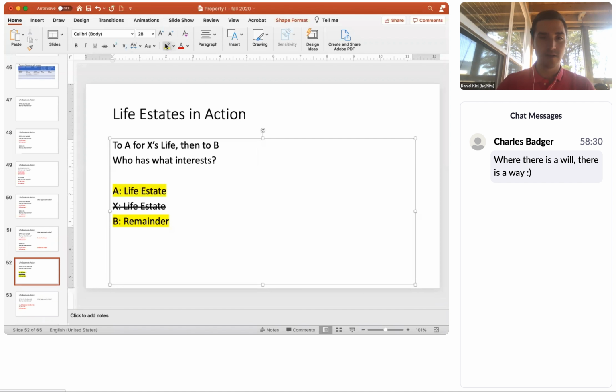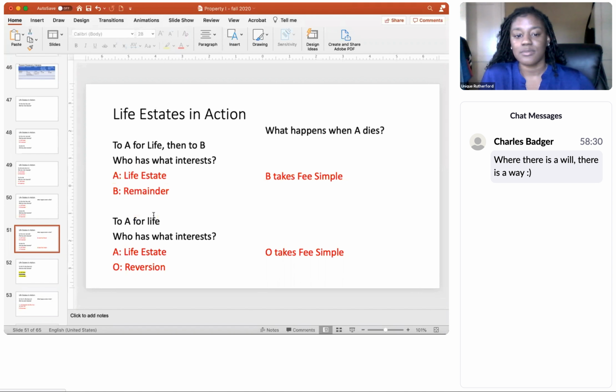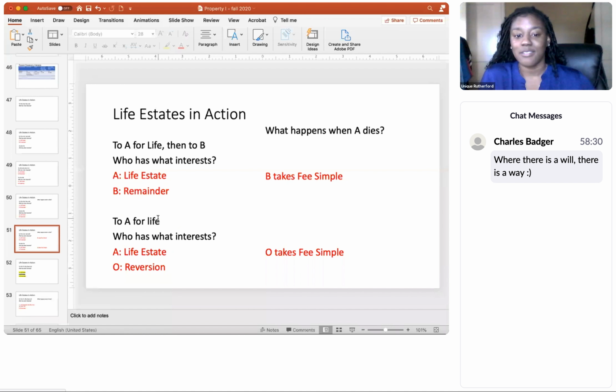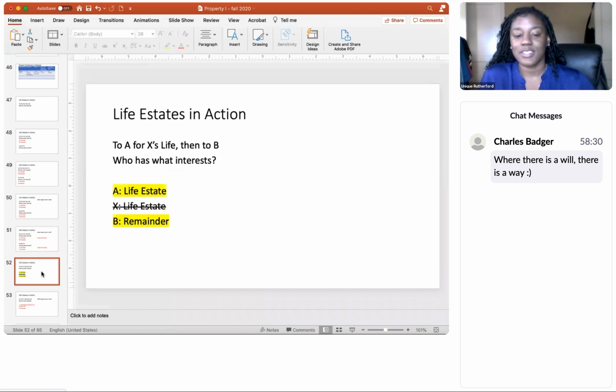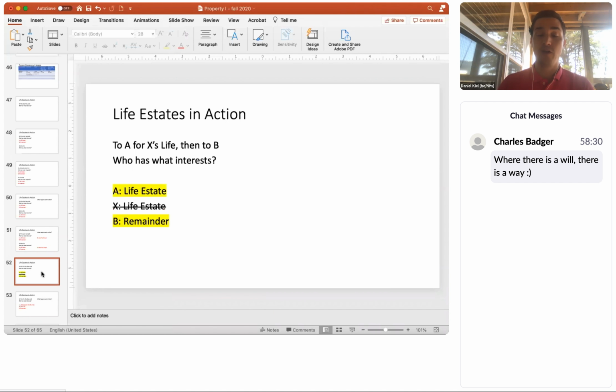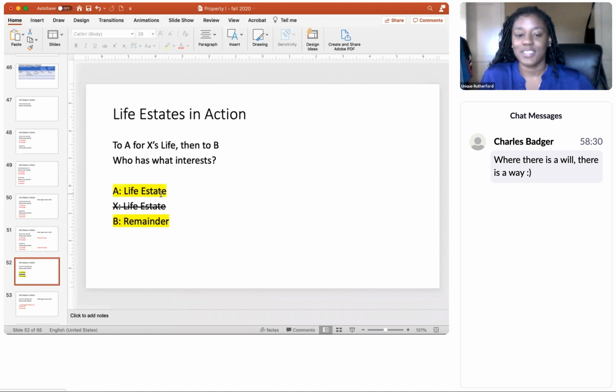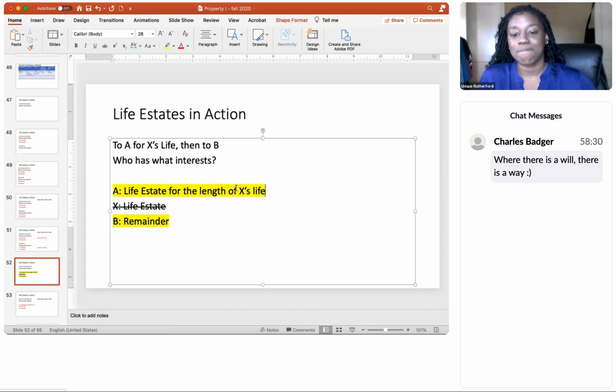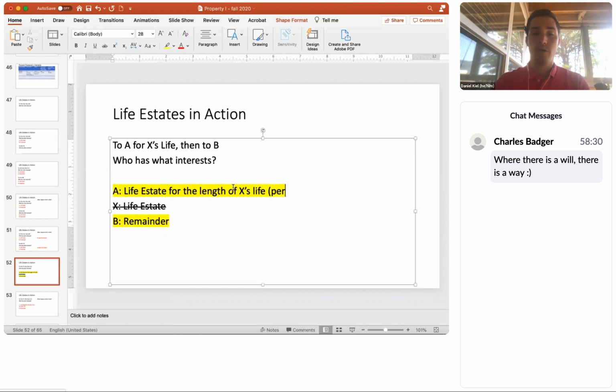But the question is a little bit different than a typical life estate, which would be like "to A for life," right? "To A for life" is attached to whose life, Shatavia? A's life. So if it says "to A for X's life," then whose life is the life estate attached to? X's life. Great. Okay.